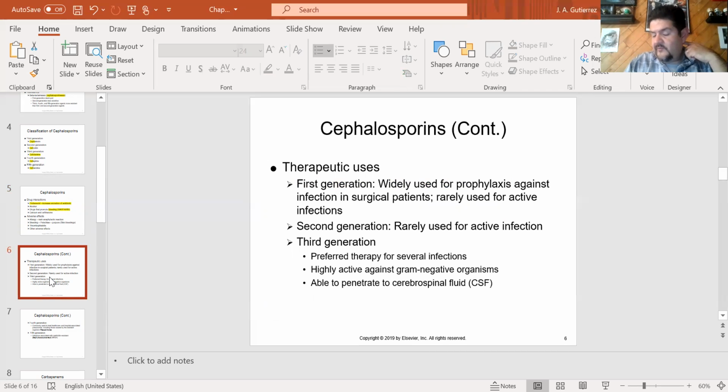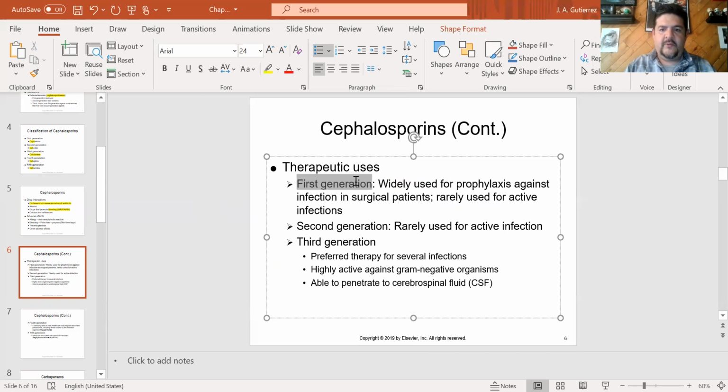So here we're gonna do a quick review regarding the different situations where we're gonna use cephalosporins depending on their group. So first generation is used for prophylaxis against surgical patients. So that means this is a patient that's gonna have usually abdominal surgery. And like I mentioned before, we have a lot of bacteria inside the intestine.